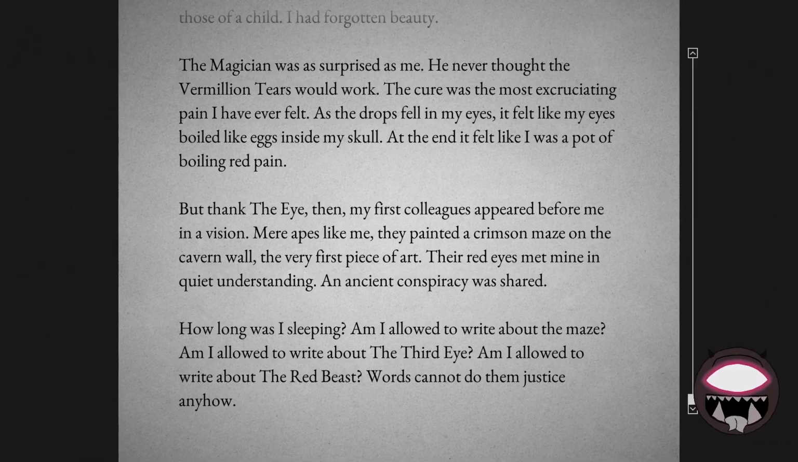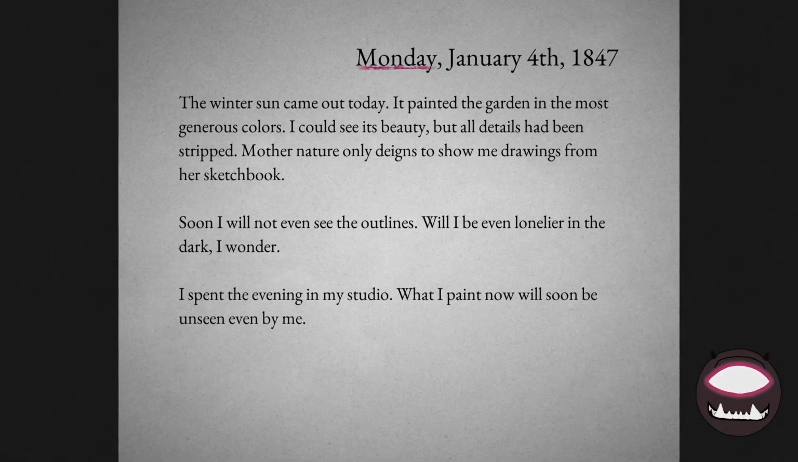How long was I sleeping? Am I allowed to write about the maze? Am I allowed to write about the third eye? Am I allowed to write about the red beast? Words cannot do them justice anyhow.